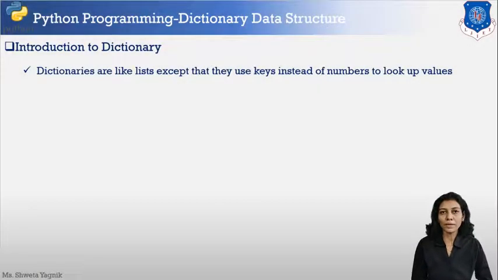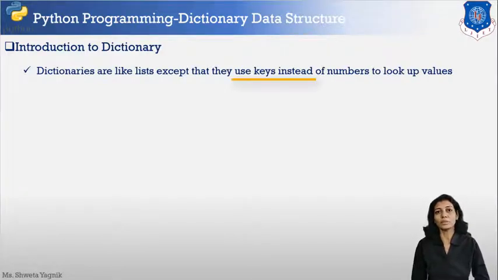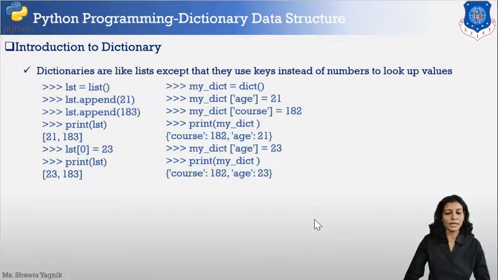Now let us compare two data structures of Python, that is list and dictionary. Both are mutable, means once we have declared the data structure, list or dictionary, afterwards we can update it. But the difference is that dictionary uses keys to look up the values, while list uses indexing. So here is an example of list and dictionary.